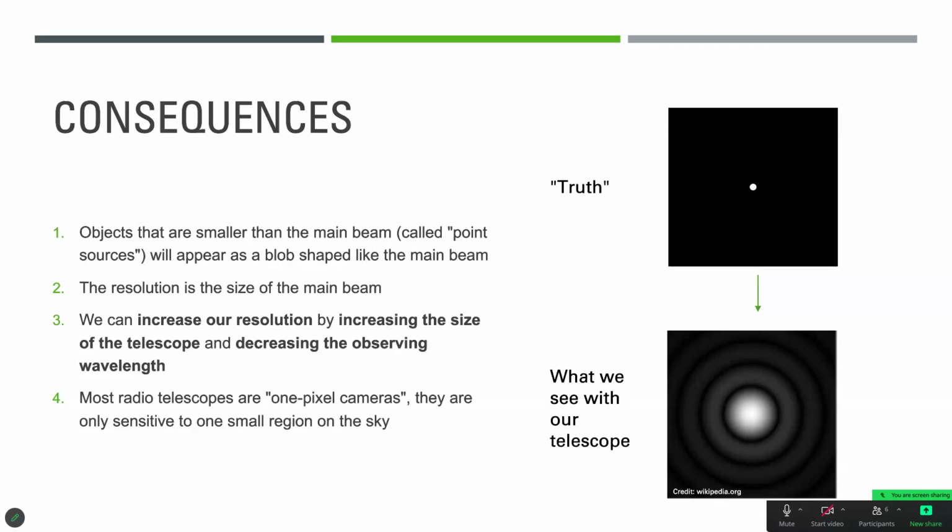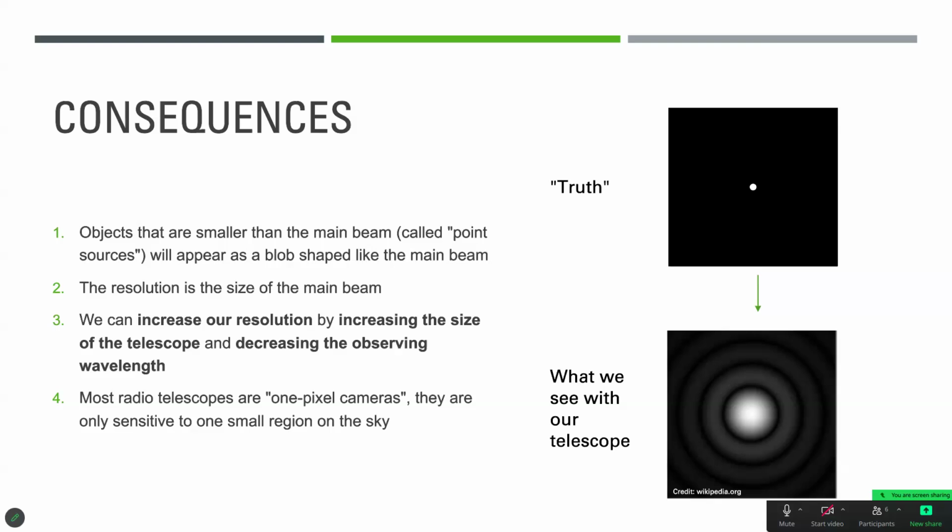So the resolution is therefore given by the size of the beam, right? So suppose we had two of these very close together, you wouldn't be able to tell them apart. The important takeaway here is that we can increase the resolution by increasing the size of the telescope and decreasing the wavelength that we observe at. And what this also means is that if you just have one receiver, most radio telescopes actually are 1 pixel cameras. You can think of a radio telescope as a camera with just a single pixel that is only sensitive to one region on the sky, which is given by this, right?